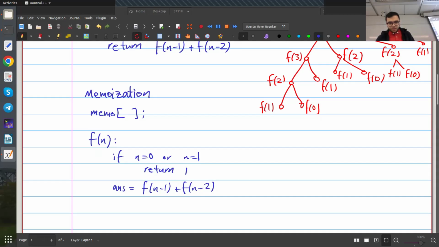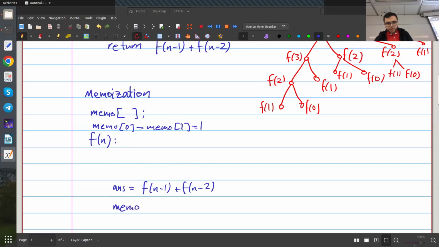And actually, I could even do it in this case. Instead of just saying return 1 here, I could say that my memo for 0 and 1 is 1. And then I could remove this from here. When I calculate my answer, I write it in my memo. So I say memo of n is this answer, and then I return the answer.